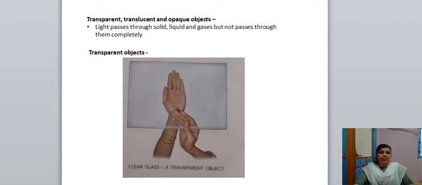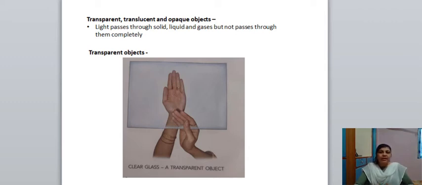Translucent object में से light क्या होती है? Partially pass होती है. Objects that allow light to pass through them partially are known as translucent objects. Example है butter paper. Butter paper is an example of a translucent object. Then second example, frosted glass. Frosted glass is an example of a translucent object, and ground glass. These are examples of translucent objects.